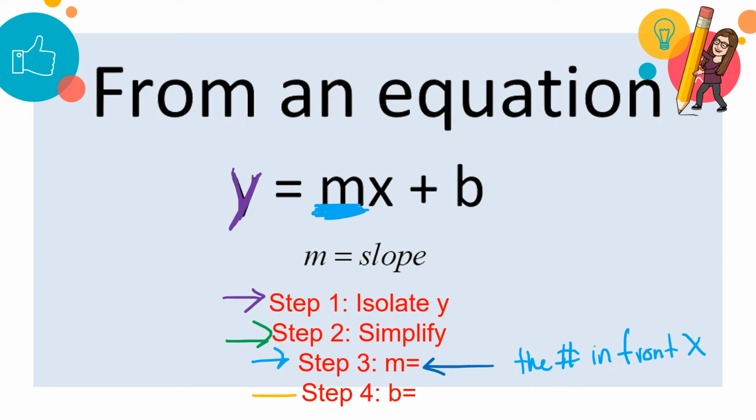And then the last thing, we're going to work on identifying b. Now, you don't have to worry about what b is yet. We'll talk about that later. Today, though, what you need to know is b is the number by itself. So if it says plus 10, then it's plus 10. If it says minus 72, it's minus 72.